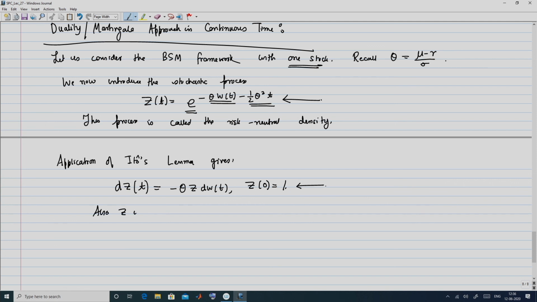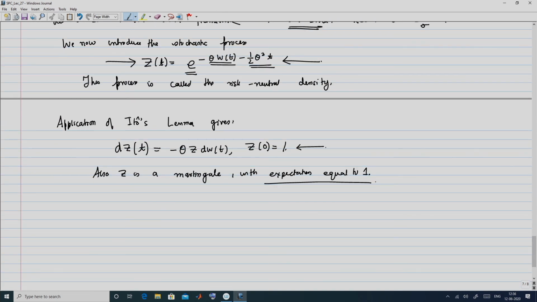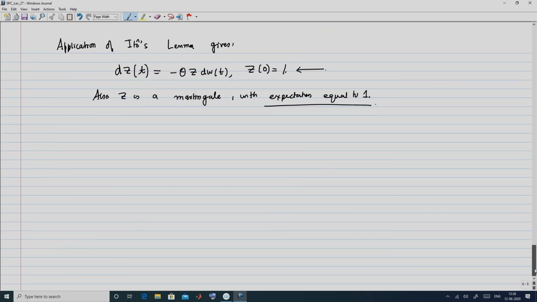Also z is a martingale, and I will just make a brief note without actually proving why this is a martingale with expectation equal to 1. Regarding the expectation being equal to 1, you can calculate the expected value of this and use the probability density function for the Wiener process W t, which is the normal distribution. For z being a martingale, we just make a note that this modification, using the Ito's lemma result, results in a process without drift.